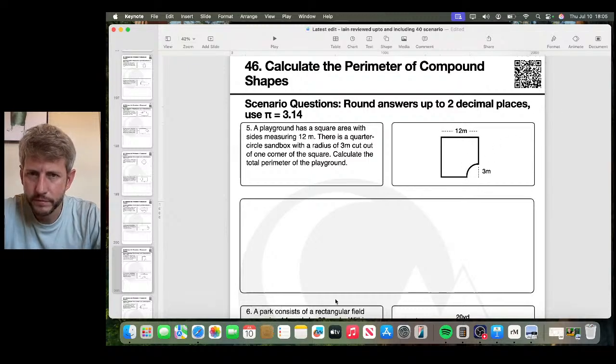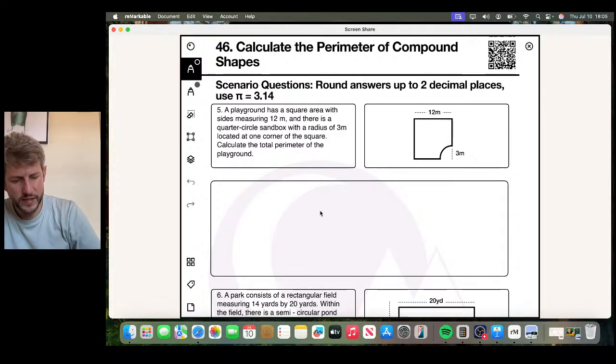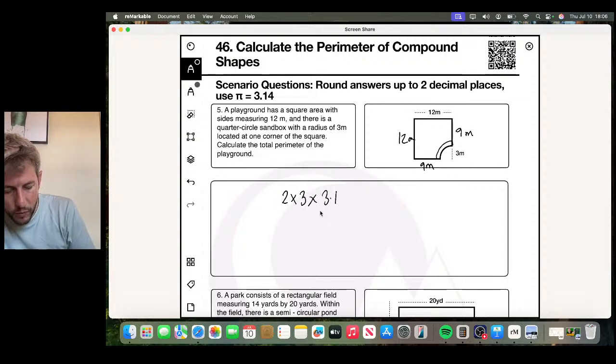So here we go. Let's complete that. What we have is, this is 12, this is 12. Now, if the radius is 3, that means these sides are going to be 9 and 9. And then we just need to calculate what this bit is here. So this is a quarter circle. If it's got a radius of 3, we can use the formula for the circumference. So that's going to be 2 times 3 times 3.14.